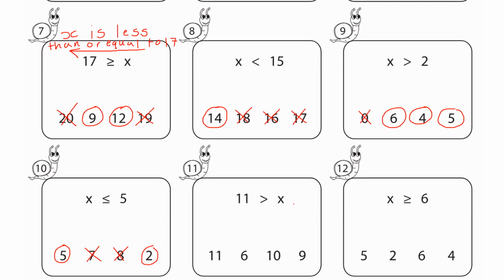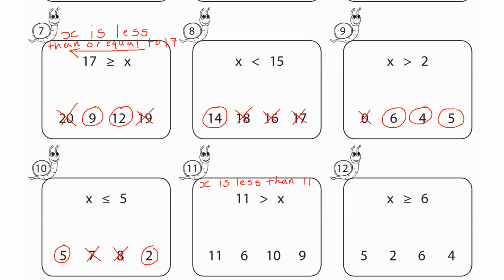11 is greater than x. If 11 is greater than x, what does that mean? That means that x is what? Talk to me, please. X is less than 11. Very good. X is less than 11.